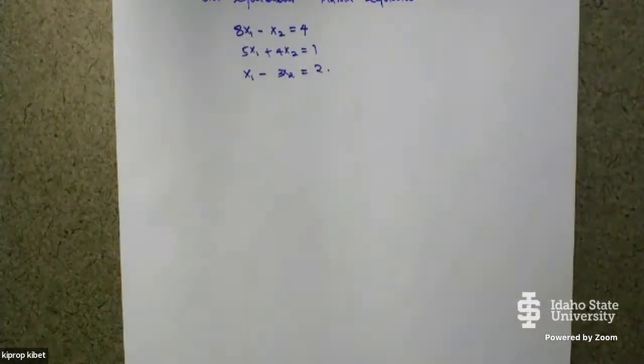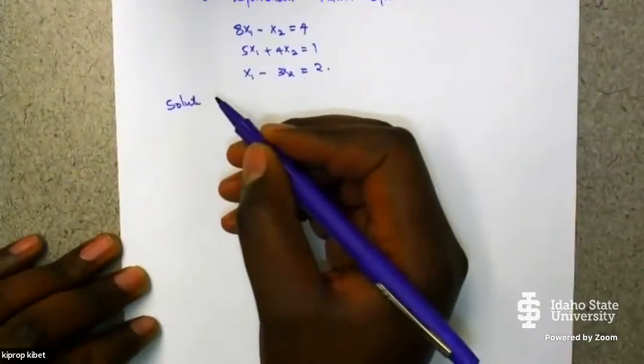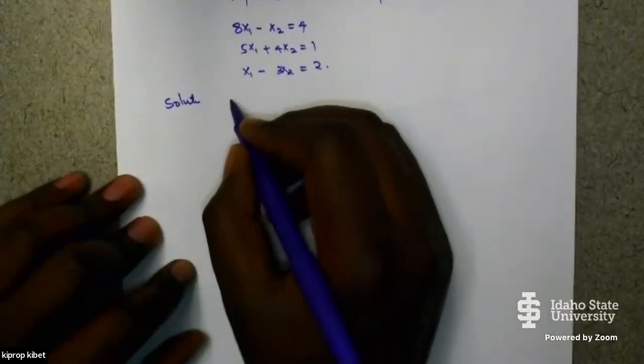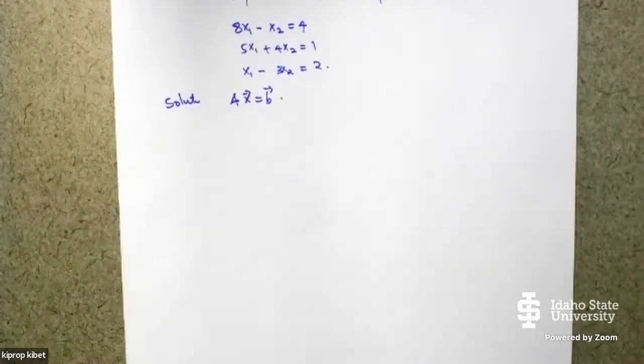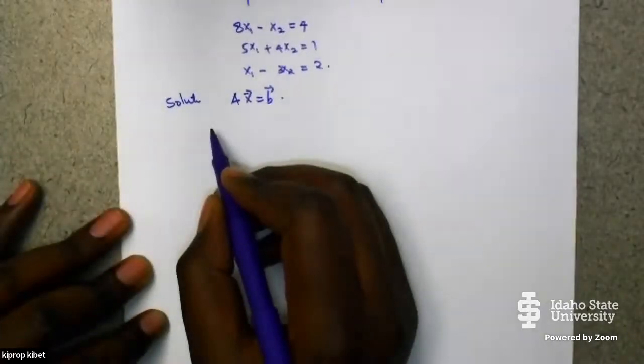So how can we convert this to an equivalent matrix equation? Let's look at this. We want to convert this into the form AX equals B. So how would we convert that? First, we convert the linear system to an equivalent vector equation. And how do we do this?